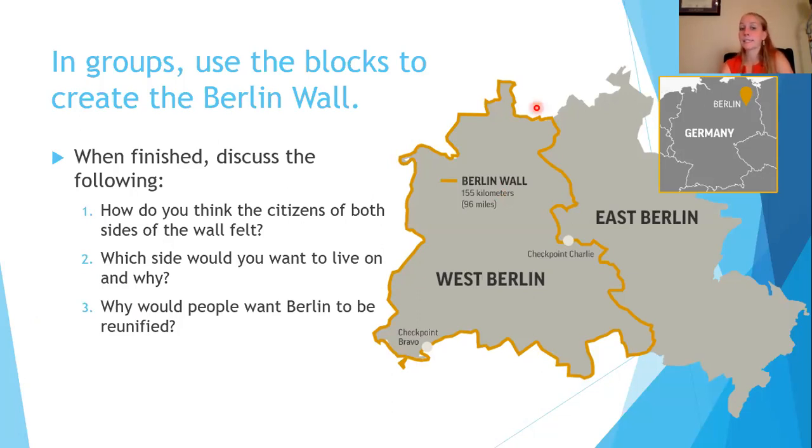How do you think the citizens of both sides of the wall felt? Which side would you want to live on? If you had to live on one side of the wall, where would you want to live? And why do you think people would want Berlin to be reunified?